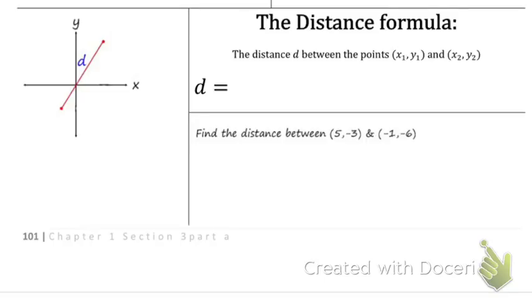So we're going to move on and come up with two kind of random points.